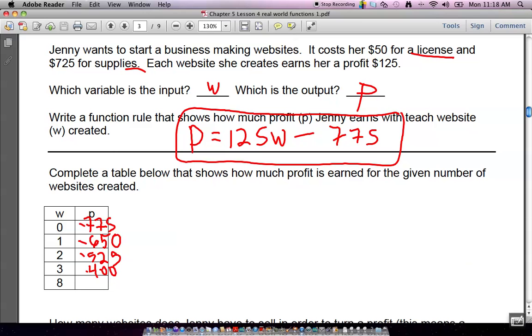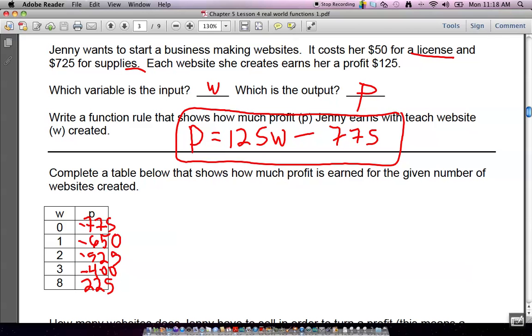Is it always a pattern like that? Definitely, with a linear function. And linear means no squares, cubes, or anything like that. No square roots. What about if I plug in an 8? Does anybody know what 125 times 8 is? It is 1,000. Very good. And then 1,000 minus 775 is $225. So by the time she hits the 8th one, she's made 225 bucks.